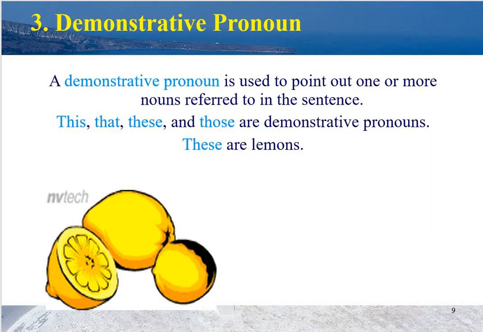Okay. Demonstrative pronoun. A demonstrative pronoun is used to point out one or more nouns referred to in the sentence. This, that, these, those are called demonstrative pronouns. Look at the example. These are lemons. So four words must be memorized here. This, that, these, those. This has plural these, that has plural those. So these four words fall in the category of demonstrative pronoun.